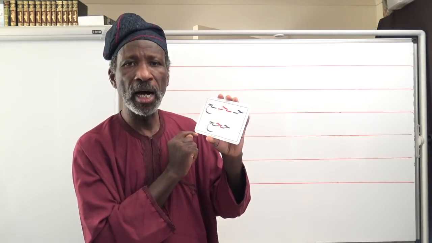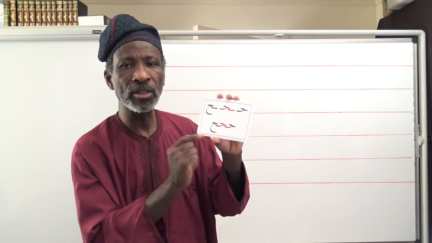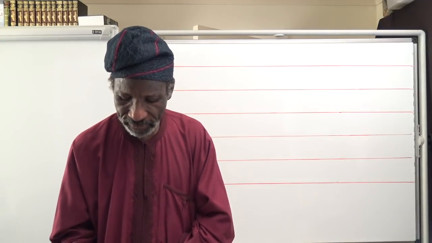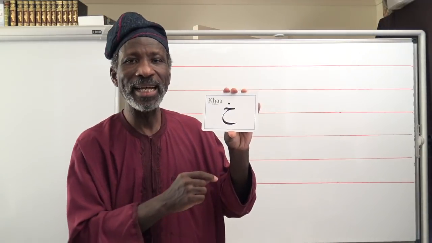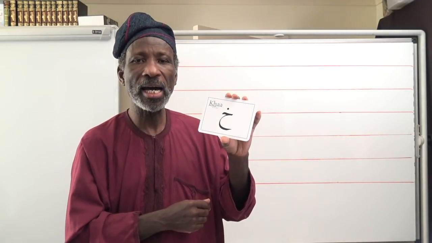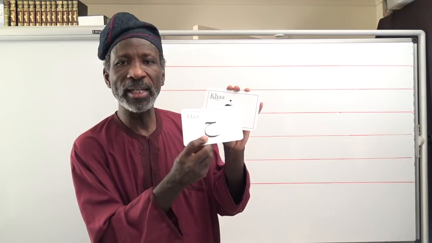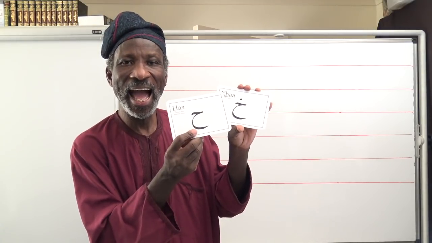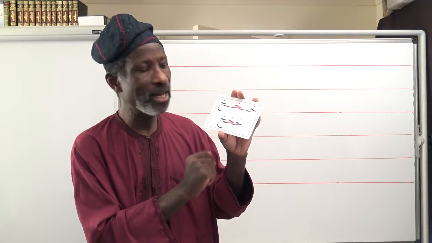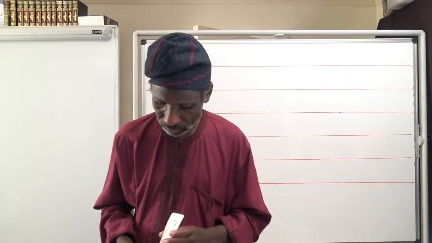Cut off the tails if you are joining them. Beginning, middle, at the end, you retain the shape at the end. Number three in that family is the same shape and is letter Kh. It has a dot. It's like clearing your throat. Kh. This one is Kh and this one is Kh. Join it the same way as Jim and Ha. So Kh beginning, Kh middle, and Kh at the end.